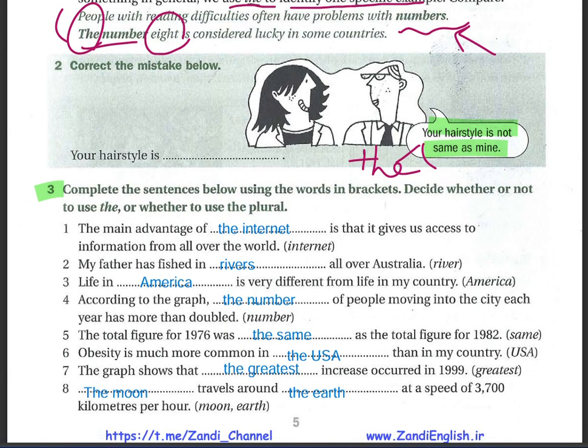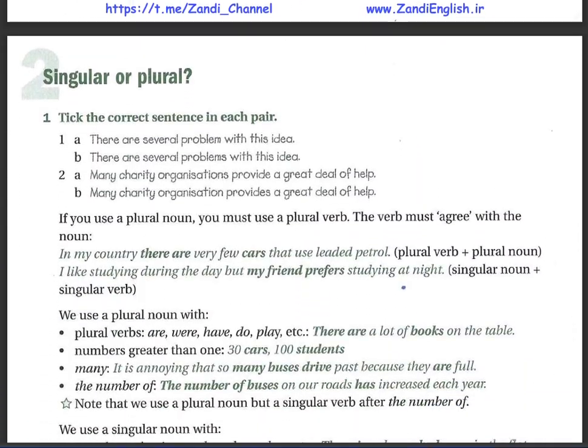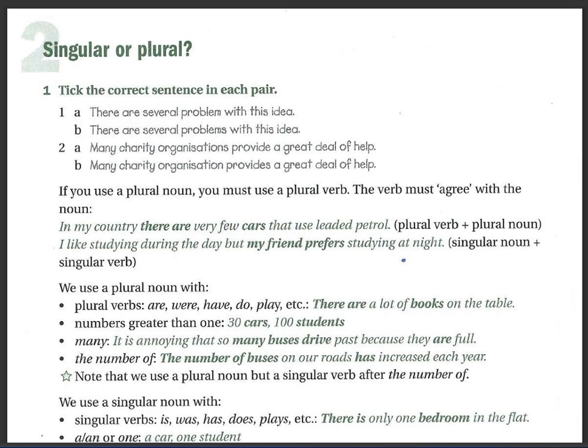So, let's go to the next unit. Unit 2. Singular or plural. Take the correct sentence in each pair. Let's do it together. Number 1.